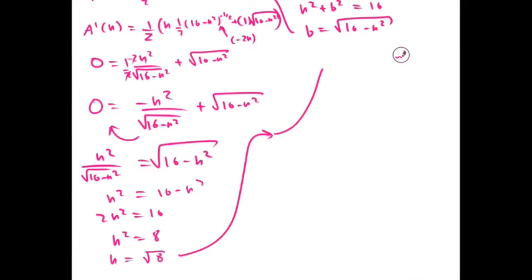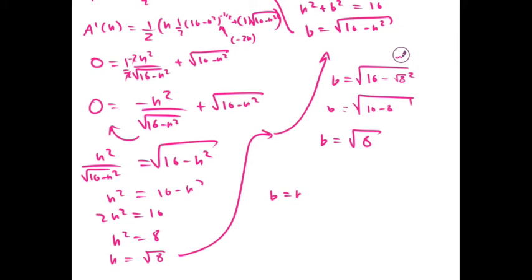We plug this back into the base formula. The base is the square root of 16 minus h squared, with h being the square root of 8, so the square root of 16 minus 8 for the base. The base ends up also being the square root of 8. So the base equals the height, which equals the square root of 8 centimeters.